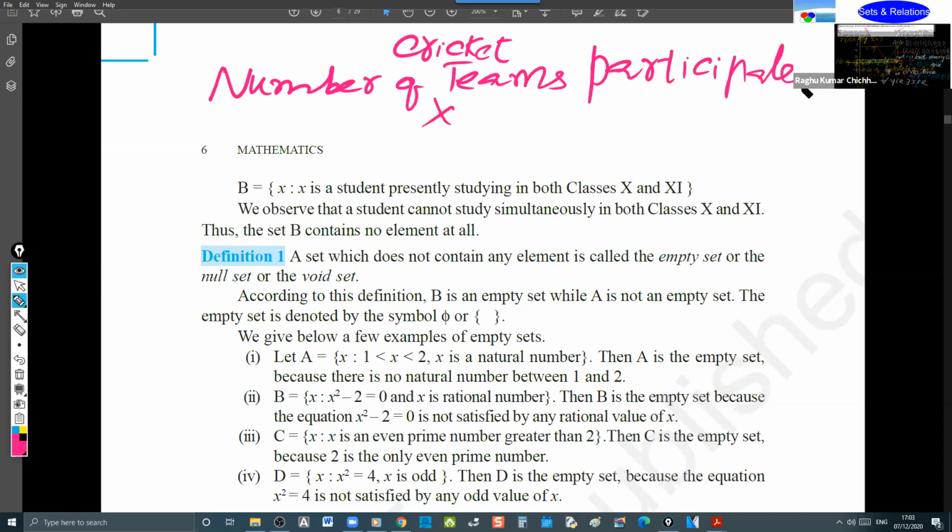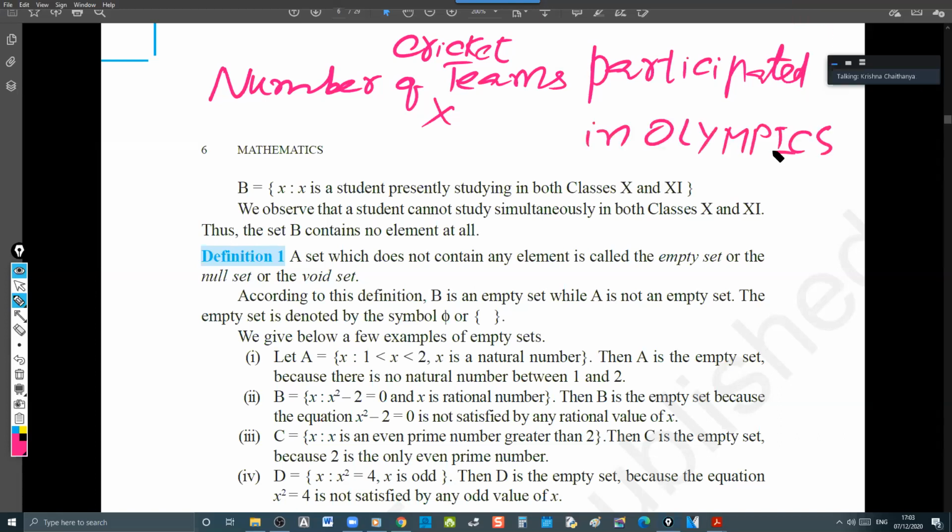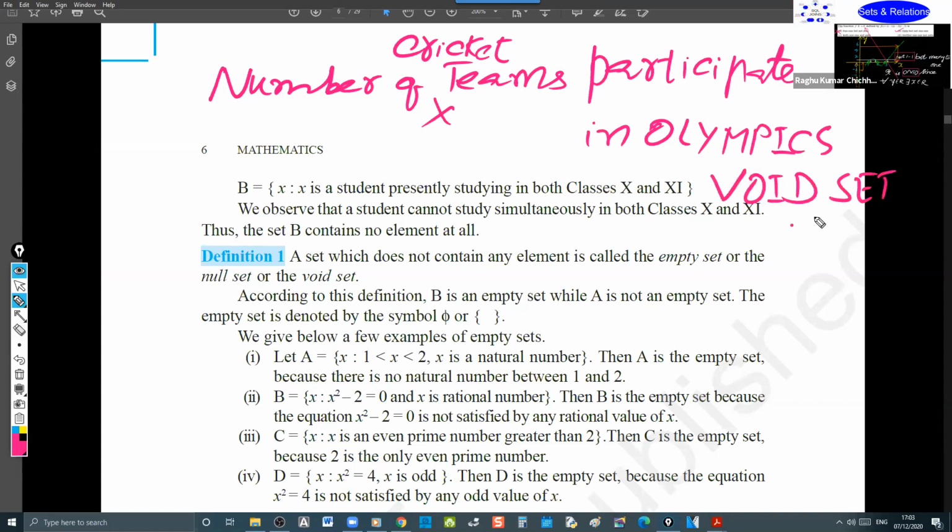Are both of you there? Yes, sir. Which set? Null set or empty set, or it is also said to be a void set. Null, empty, void.